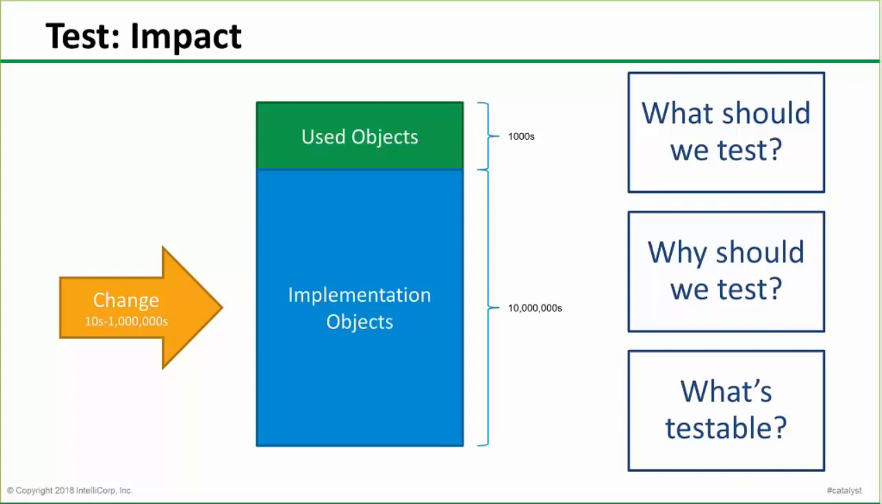So Live Compare's Impact app will discover all of the implementation objects we use. We tell it what's changing, either in the form of a set of transports or a set of Charm change requests, and then it will analyze all of that data and tell us what we should test, why we should test it, and if we integrate Live Compare with, let's say, Microsoft Focus ALM or Microsoft's Visual Studio Team Services, then it can also answer the question, what's testable and what's not.